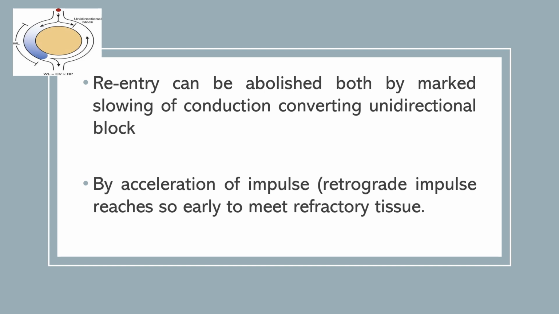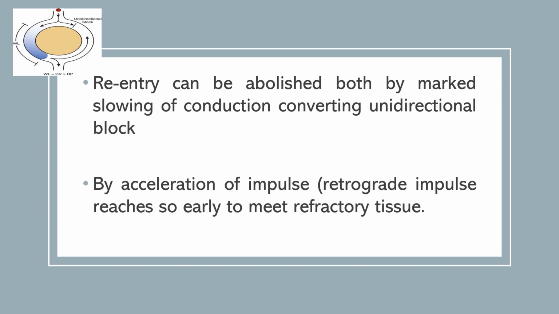If we can cause slowing of conduction in this area, this unidirectional block will become bidirectional. So the retrograde wavefront will not be able to penetrate this area. So this is one way, that is marked slowing of conduction and converting the unidirectional block to bidirectional. It can abolish the re-entry.